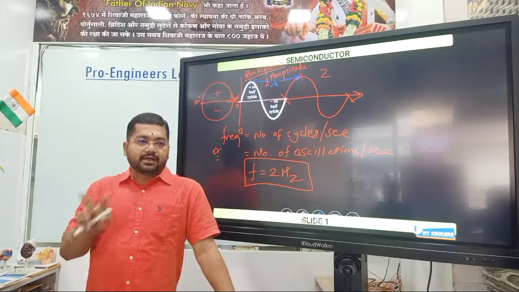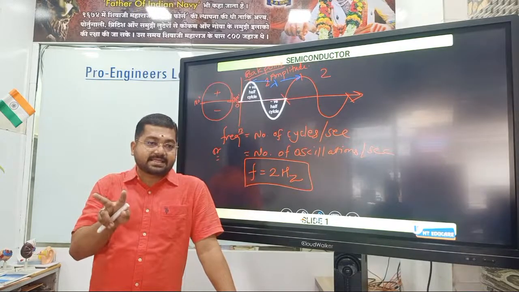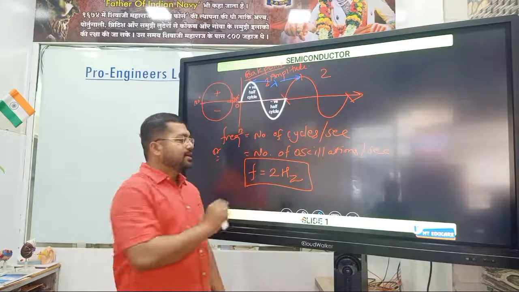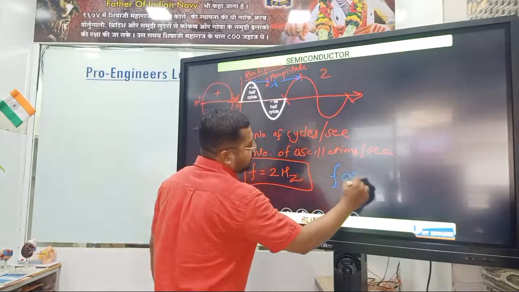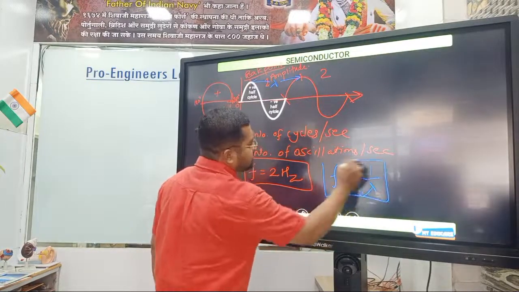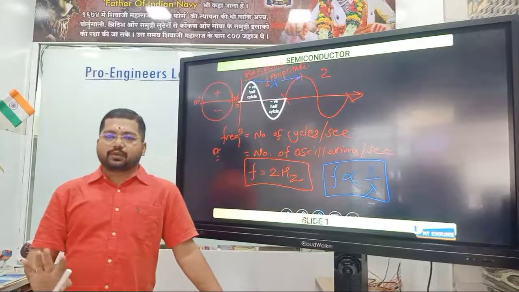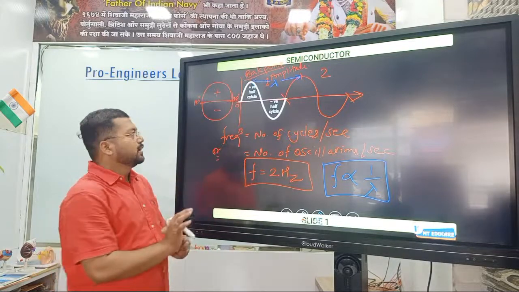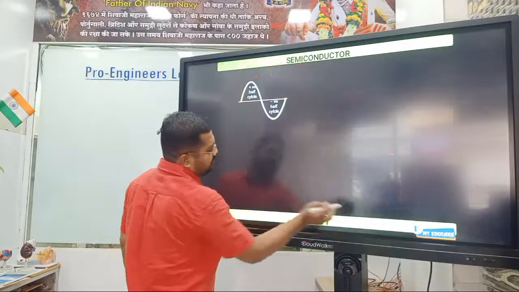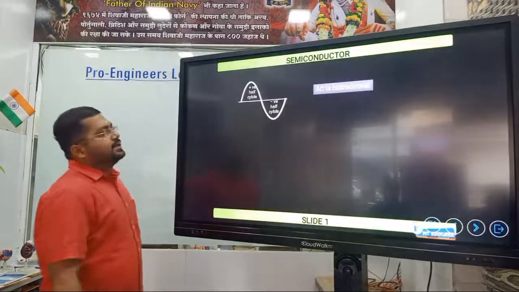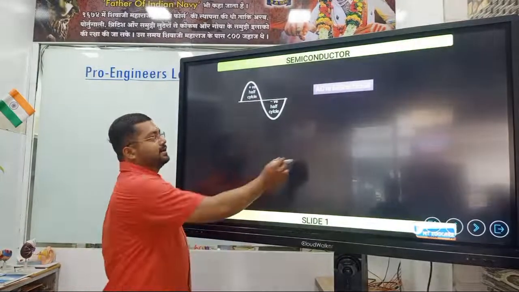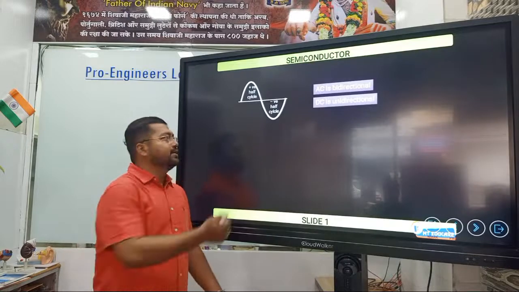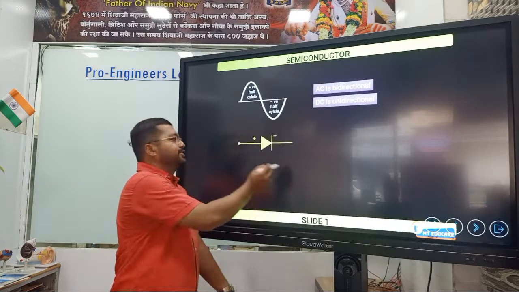The distance between the first peak and the next peak or crest is called wavelength, and that is denoted by lambda. And there is a relation between frequency and lambda: frequency is inversely proportional to lambda, right? Now this is again called an AC signal, and that is bidirectional. AC is alternating current, DC is direct current. AC is bidirectional and DC is unidirectional.